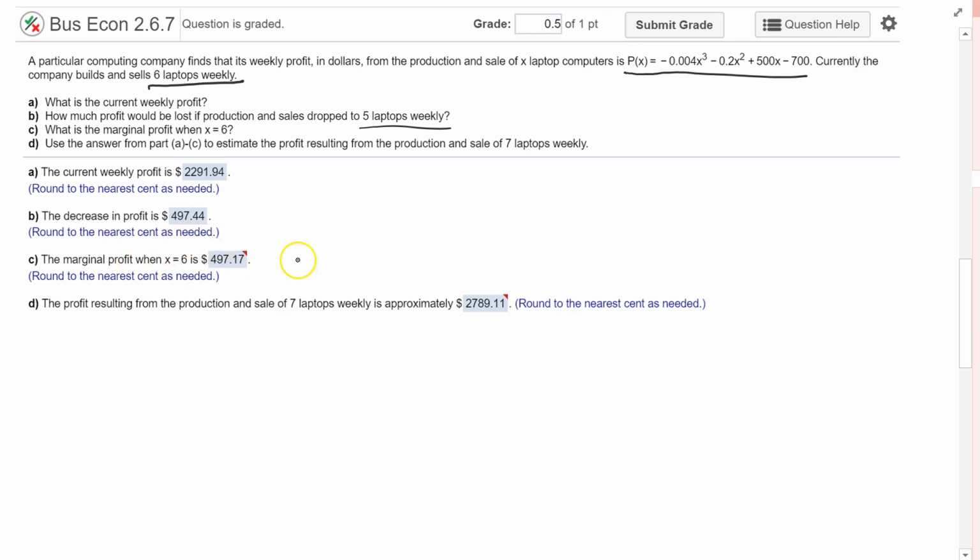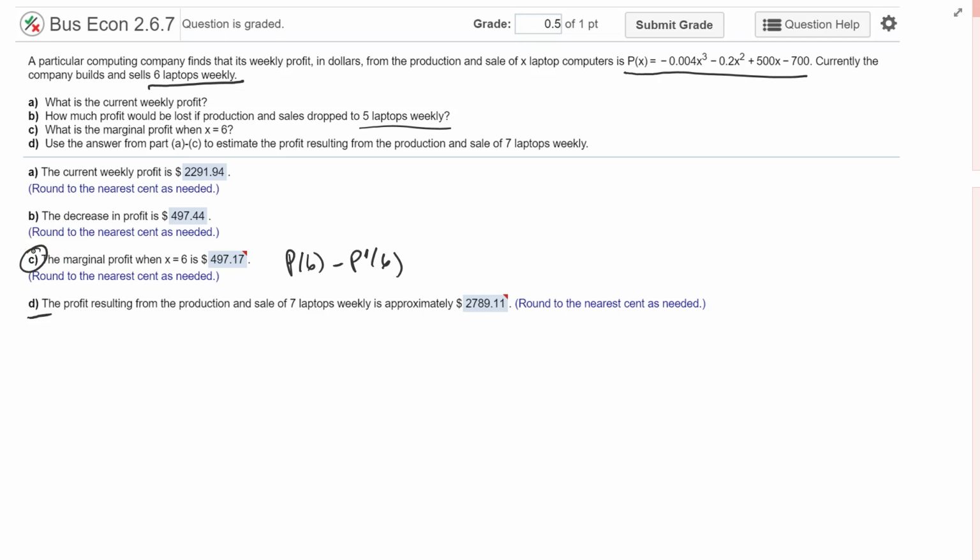To calculate the marginal profit, you're going to take P of 6 minus P prime of 6. I know these numbers are a little tedious, so be very careful the way you plug them into your calculator.